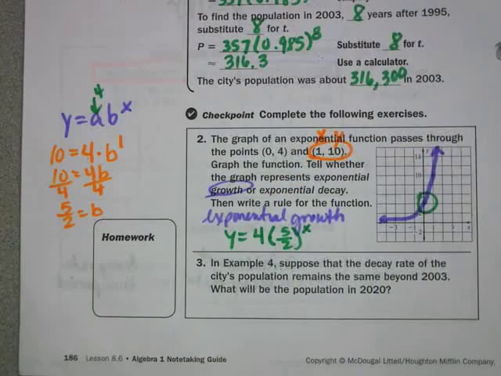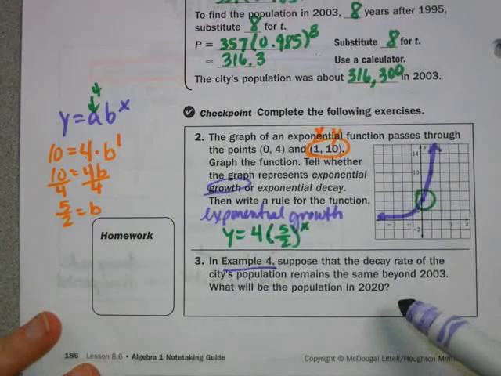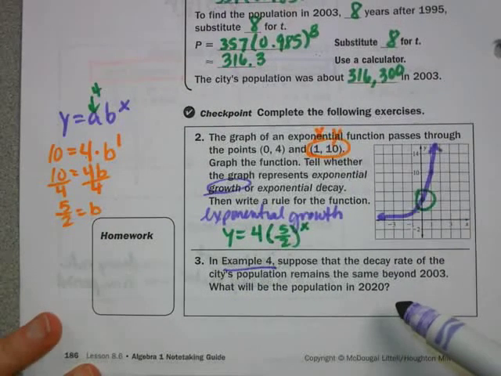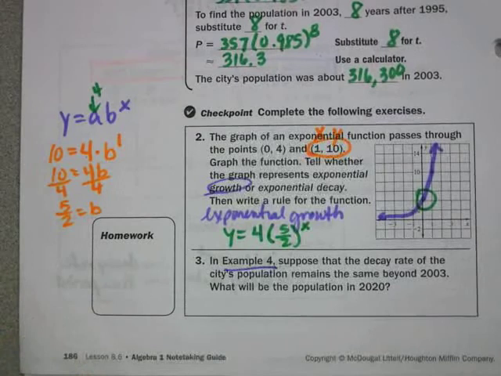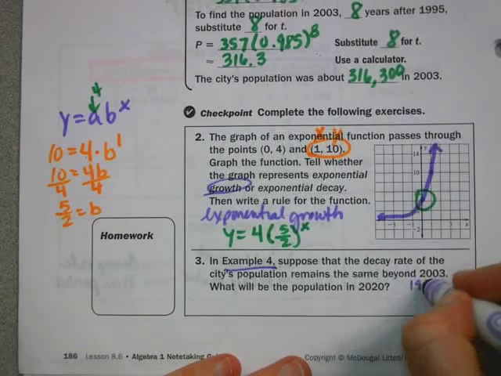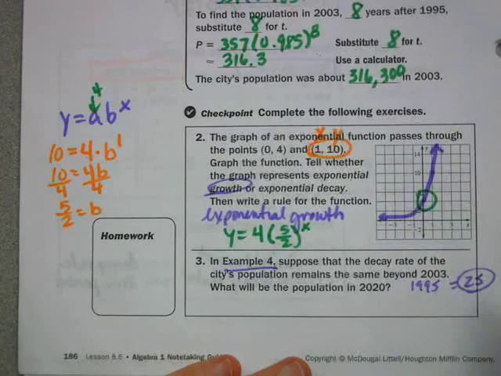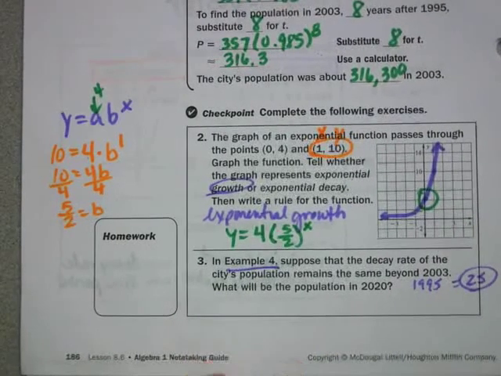Okay, in example 3, or sorry, checkpoint 3, you're going to use example 4, so the one up above, and it says, what would the population be in 2020? Okay, so 2020, you have to figure out how many years that is since 1995. So that is 25 years. So 25 is going to be our t.